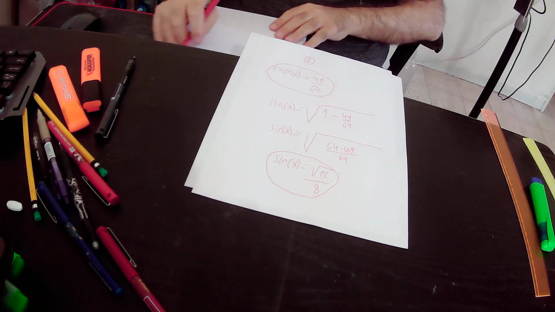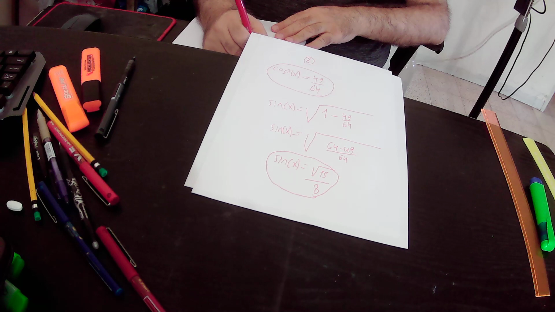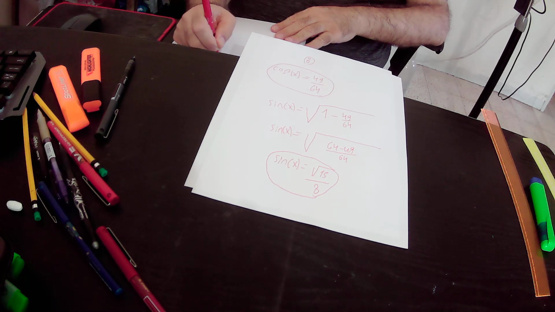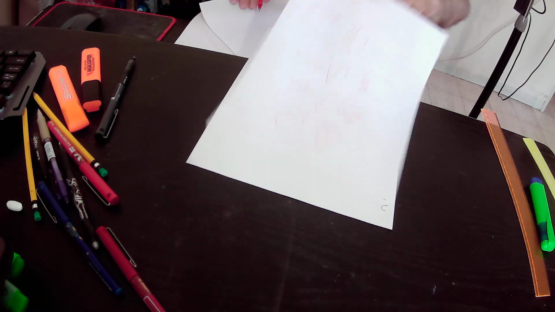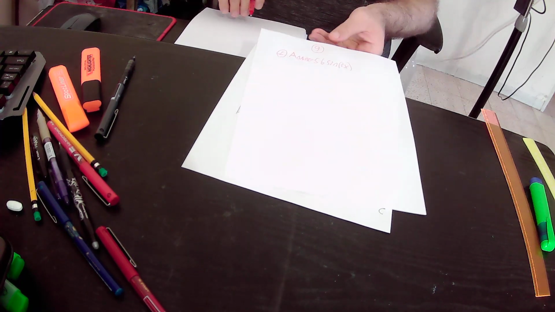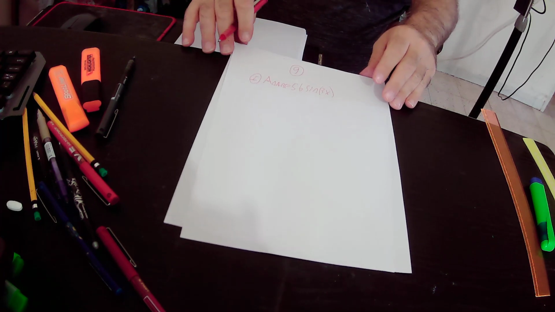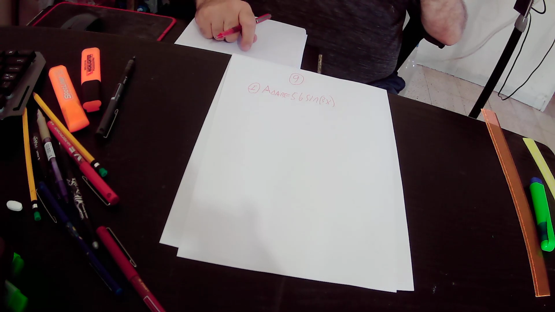In the next step we will return to our first equation. According to our first equation, the area of triangle ABC equals 56 times sine of 3x. According to equation number 1, the area of triangle ABC equals 56 times sine 3x.